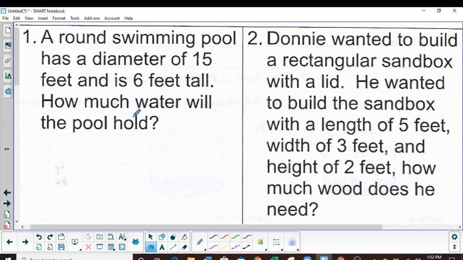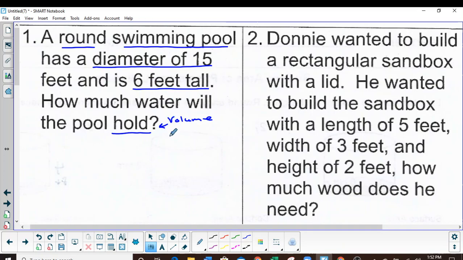It says that a round swimming pool has a diameter of 15 feet and is 6 feet tall. How much water will the pool hold? It's a key word there. Round swimming pool. So let's figure out what we're dealing with. Diameter of 15, 6 feet tall. So all those are things that we need. So let's look at this real quick. When it says hold right here, we know that we're talking about volume.